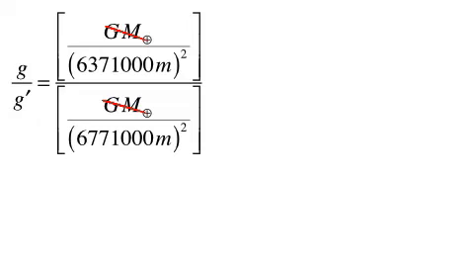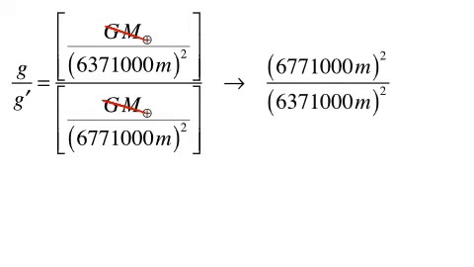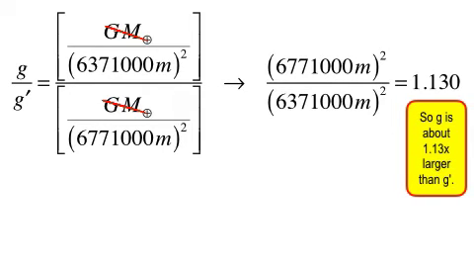And your denominator has a denominator, 6771,000 meters quantity squared. By the way, that's 6771 kilometers converted to meters, and it's quantity squared. And that's the denominator of the denominator, so that goes into the numerator in the simplified form of this. And that works out to about 1.130 to 4 significant figures. So g is about 1.13 times larger than g prime out on orbit. In other words, g over g prime is 1.130.